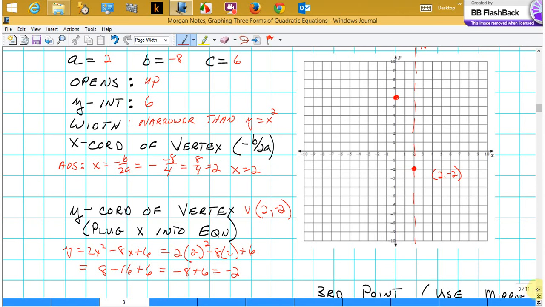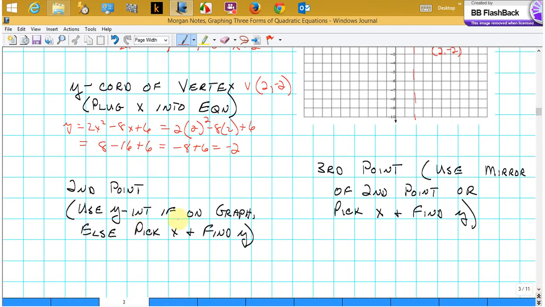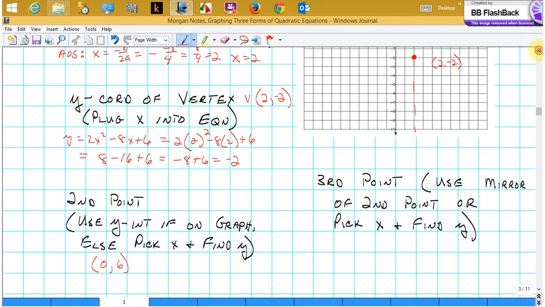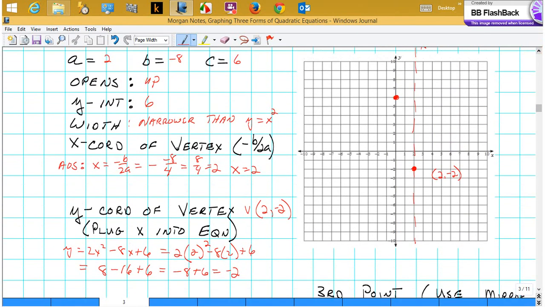My second point that I'm going to use, I'm going to actually use the y-intercept, right? So I plugged the 0 in and I got 6 out. So that's my second point. So I put that on the graph. And now I need a third point. Once again, I could pick any value of x on this side, because I've got a point on the left, and plug it into the equation, y equals 2x squared minus 8x plus 6, and get a y value.